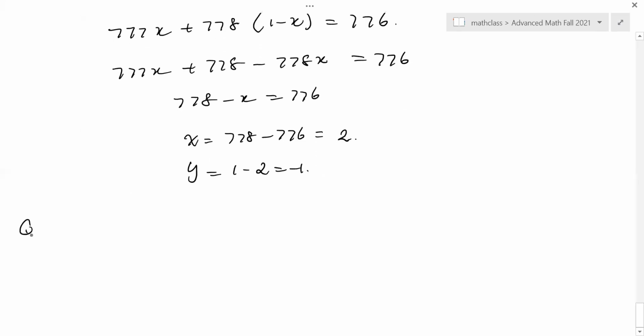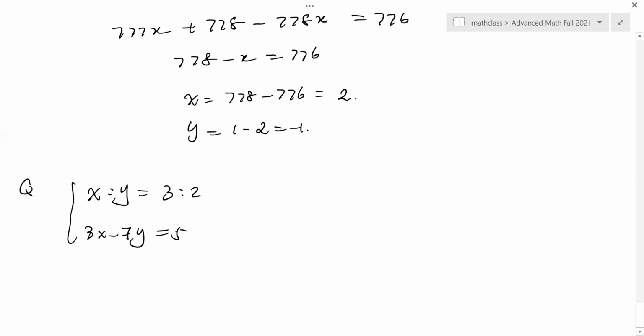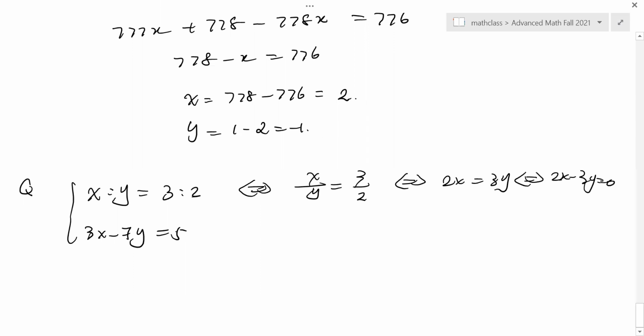Now let's take a look at a new type of equation. x to y equals 3 to 2, and 3x minus 7y equals 5. How do you solve this type of equation? Now, this equation is equivalent to x over y equals 3 over 2. And that's also equivalent to 2x equals 3y, or just 2x minus 3y equals 0.